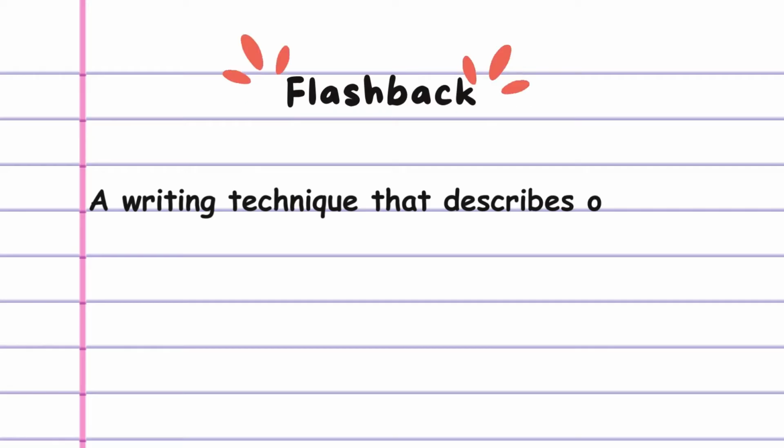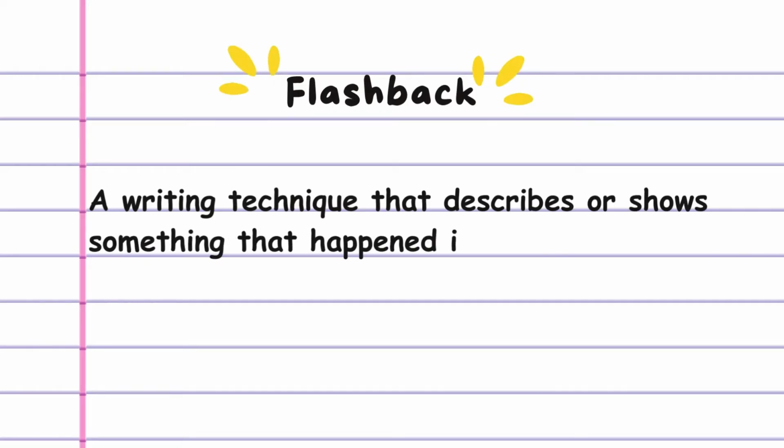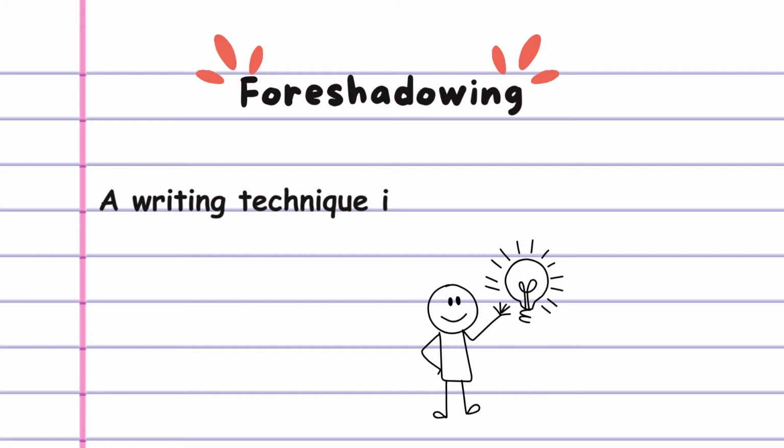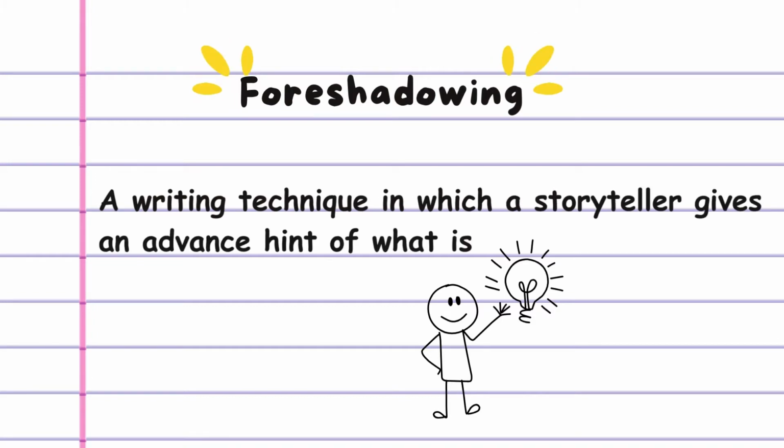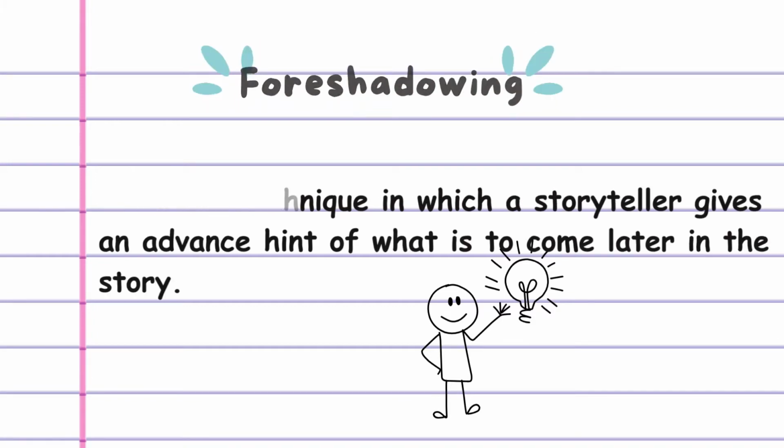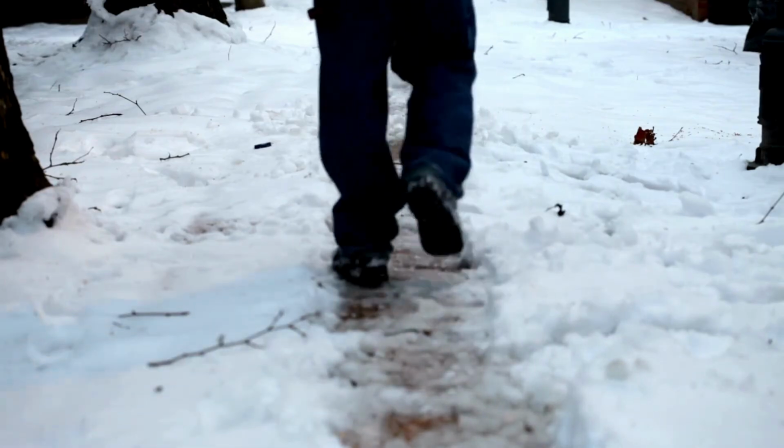A flashback is a writing technique that describes or shows something that happened in the past. Foreshadowing is a technique in which the storyteller gives an advance hint of what is to come later in the story.